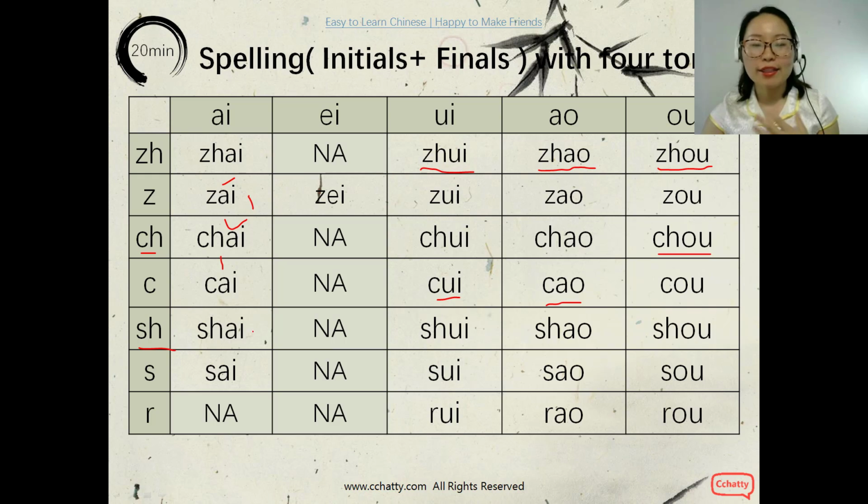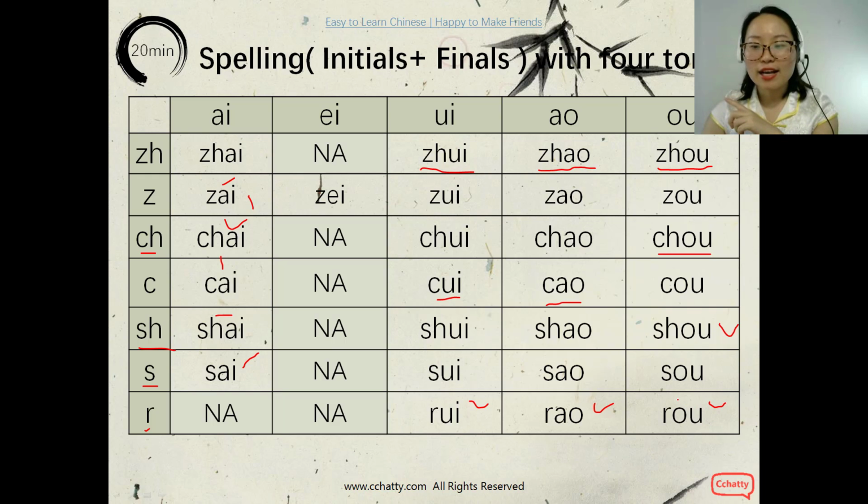And now the sh line and the first tone. So, shai, shai. And then shui, shui. Then shao, shao. Shou, shou. If I add the third tone to shou, shou means hands, my hands. And the s line and the second tone, sai, sai, and then sui, sui, and then sao, sao, and the last one, sou. Okay, the last one, the r line, it's a little difficult for beginners, but don't worry. So, r and the third tone, rui, rui, and rao, rao, and rou, rou.